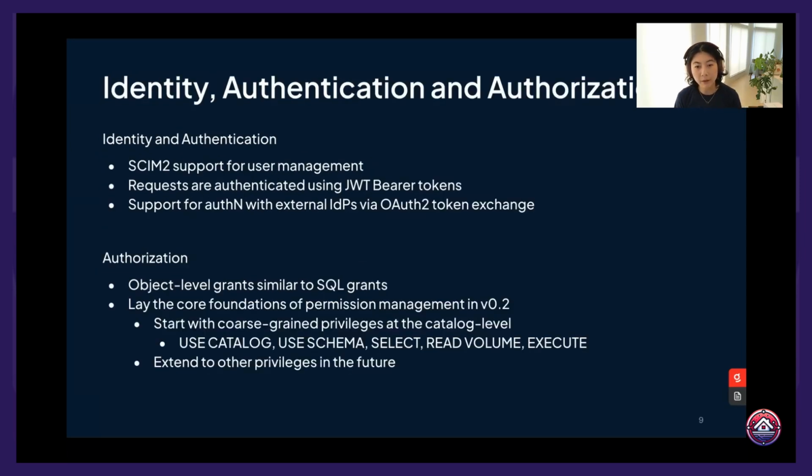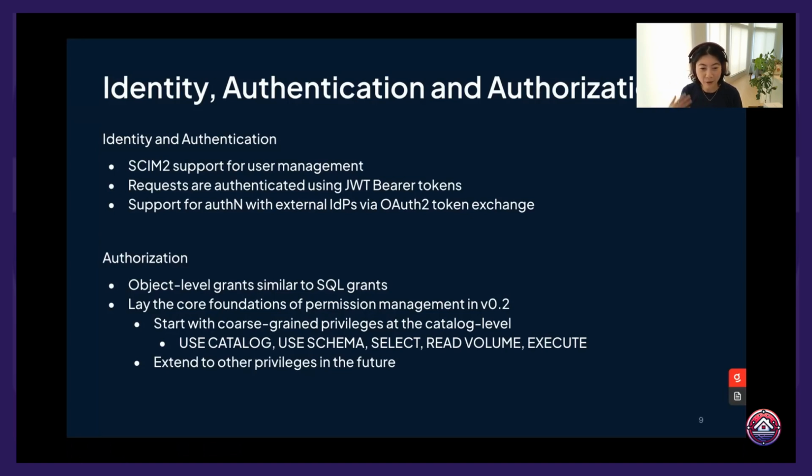But here's some of the stuff that we added around identity, authentication, authorization. At a high level, we support authentication with external IdPs, so the Google IdP with OAuth 2 token exchange. And we have SCIM 2 support for user management. So we're adding this concept of users. You can authenticate, and then you can also authorize those users to do things. And so we have object-level grants similar to SQL grants. I'll throw up links for the release notes and documentation, right? I don't want to do a super dry technical deep dive of all these different privileges.